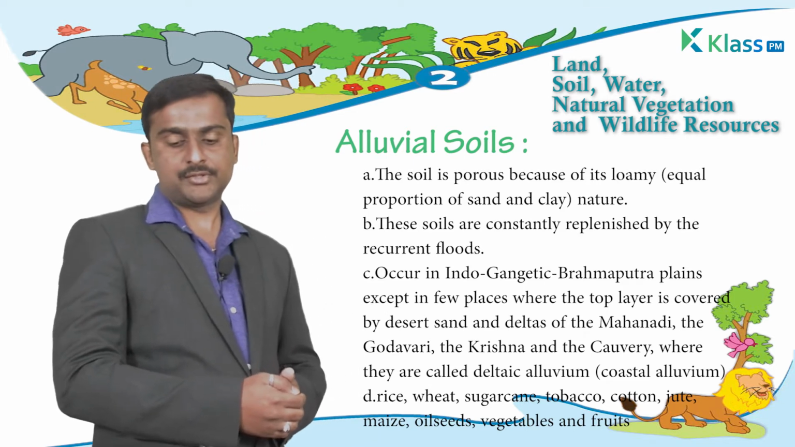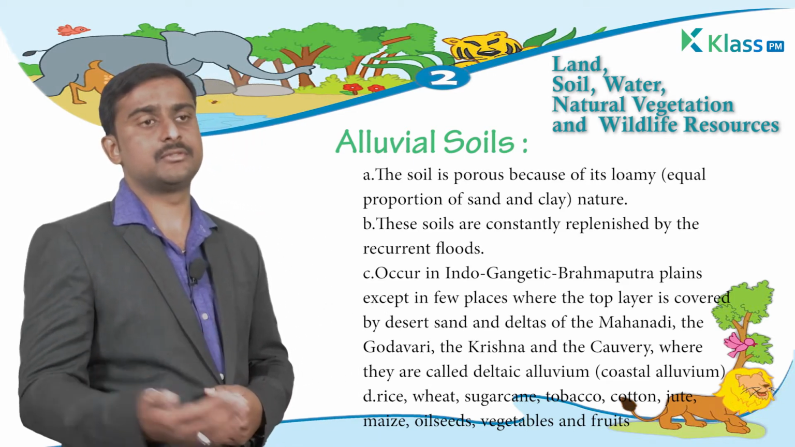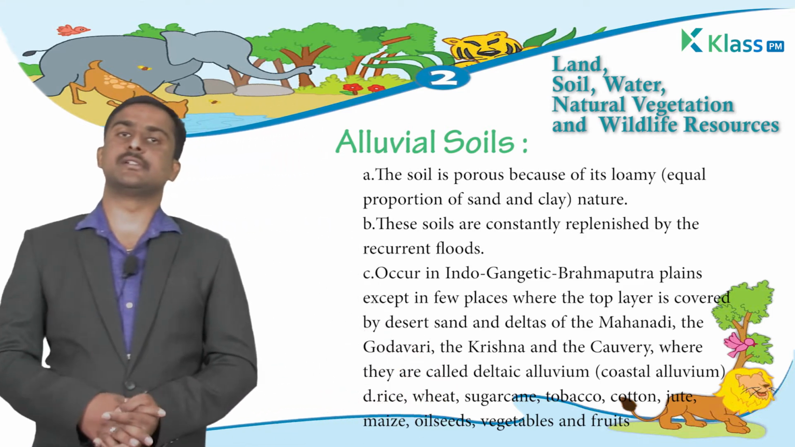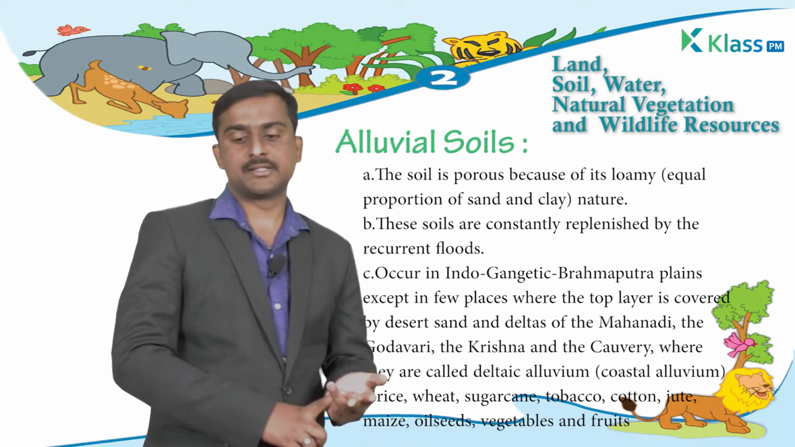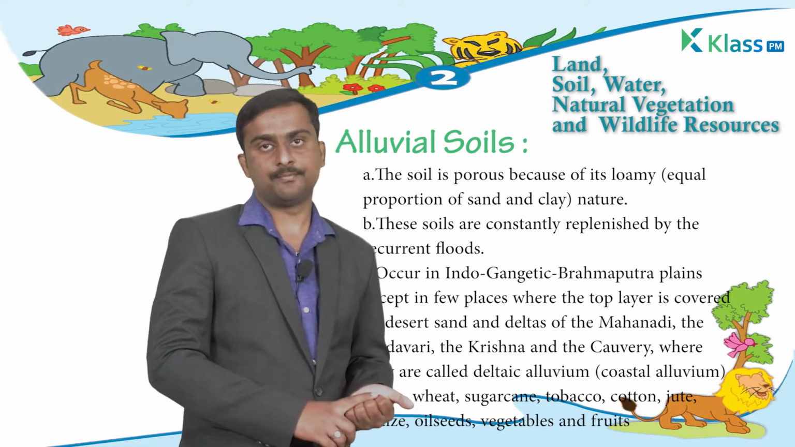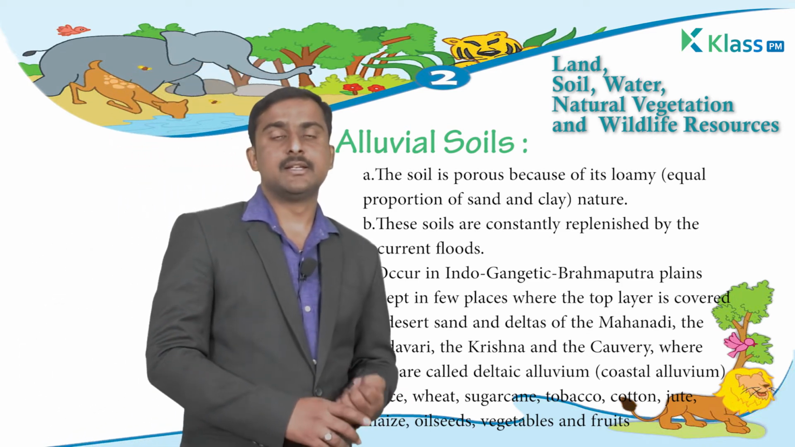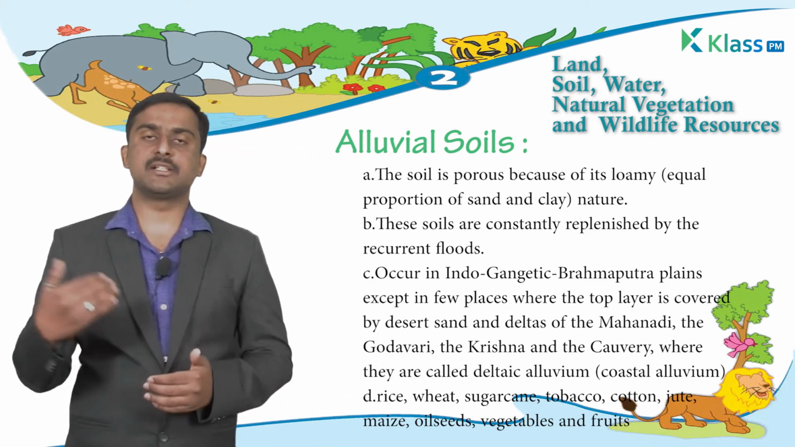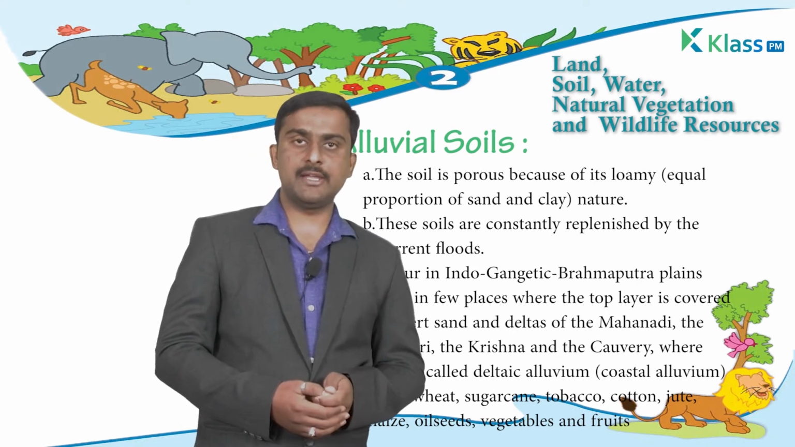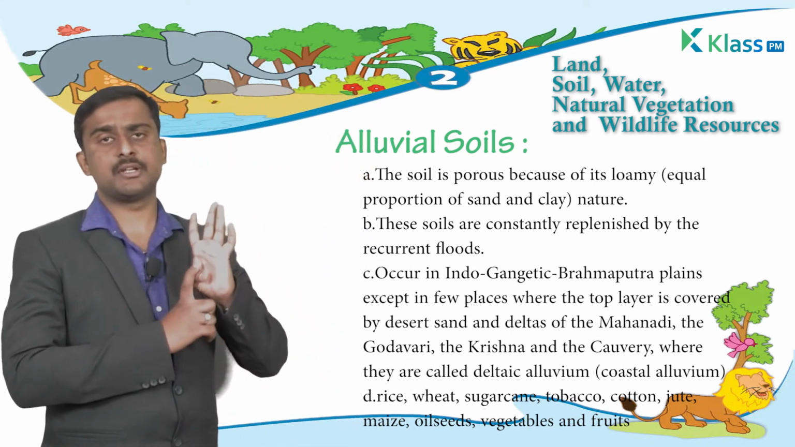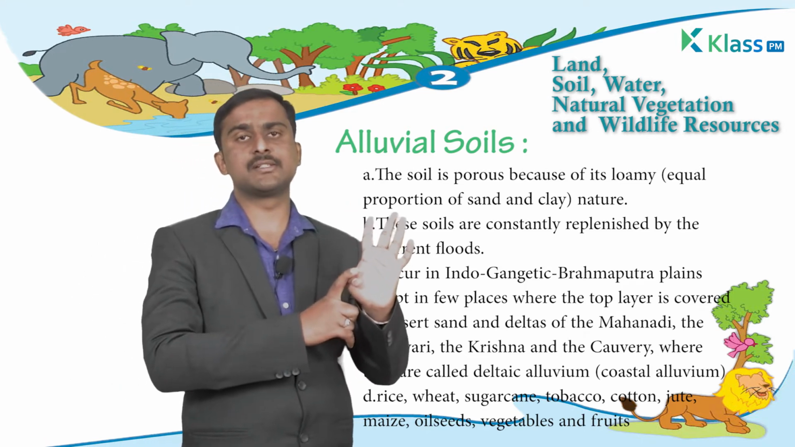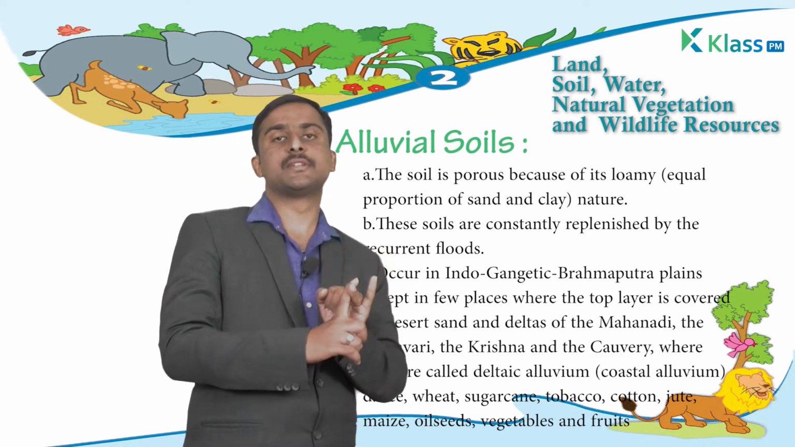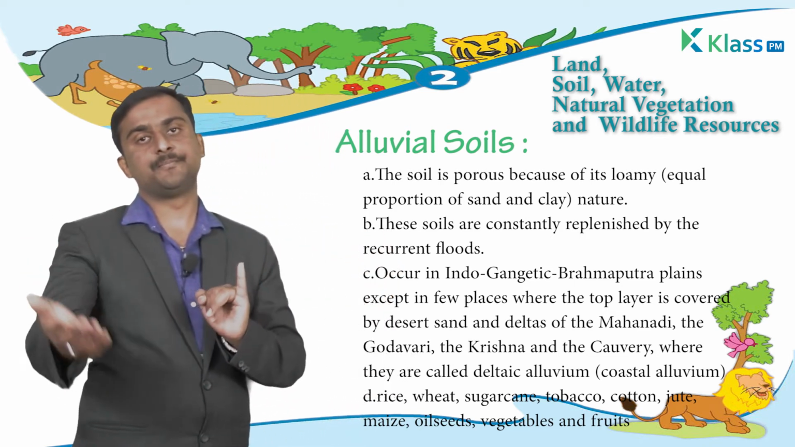Okay, so what are the major trees or crops that we can cultivate in this type of soil? Definitely, here it is: rice, wheat, sugarcane, tobacco, jute, maize, etc. These are the major crops that can be cultivated in alluvial soils. Okay, great. So now we came to know about alluvial soils, how they appear, where they originated from, and what crops we can cultivate in them.